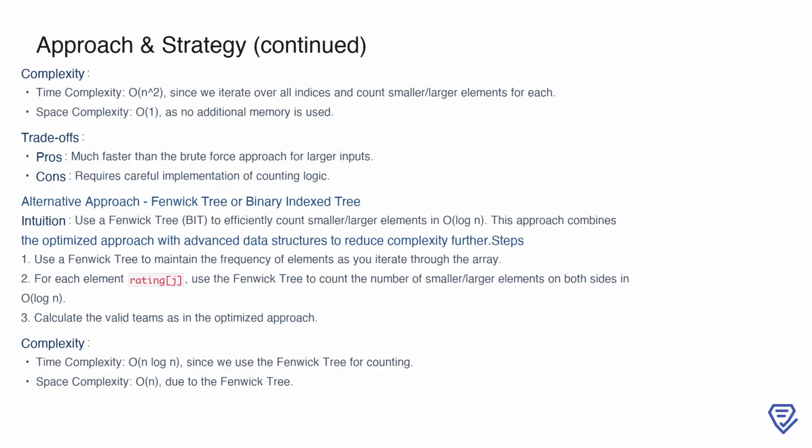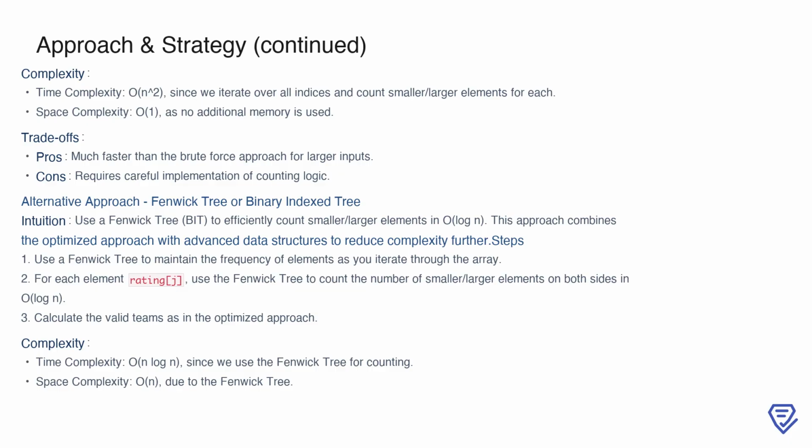For even greater efficiency, we can use advanced data structures like Fenwick trees, also known as binary indexed trees, to count smaller and larger elements in logarithmic time. By maintaining the frequency of elements dynamically, we can calculate the required counts in O(log n) per query. This reduces the overall time complexity to O(n log n).